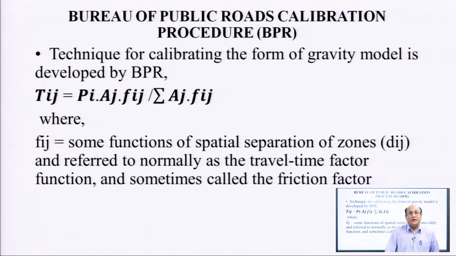Bureau of Public Roads (BPR) calibration procedure: the technique for calibrating the form of the gravity model was developed by BPR, and that is T_ij = P_i A_j F_ij divided by the sum over j of A_j F_ij, where some function of the spatial separation of zones, D_ij, is referred to normally as a travel time factor function and sometimes called friction factor.